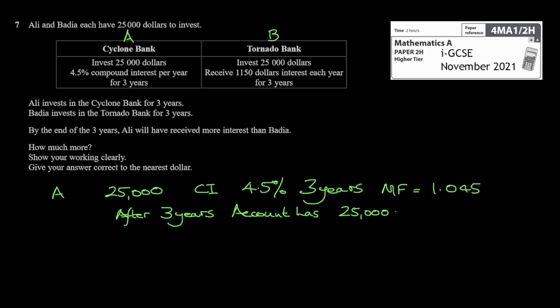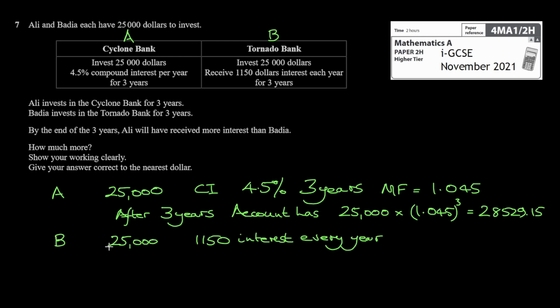After 3 years, the account has $25,000. That's not going to shift, multiplied by 1.045, and this is cubed. Pop that into a calculator, and this turns out to be $28,529.15.